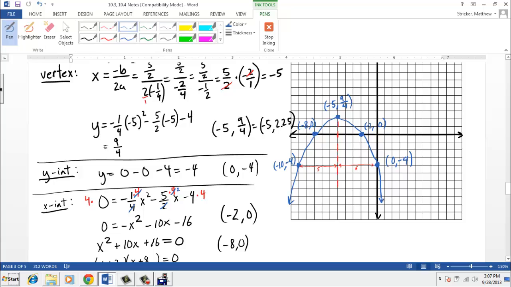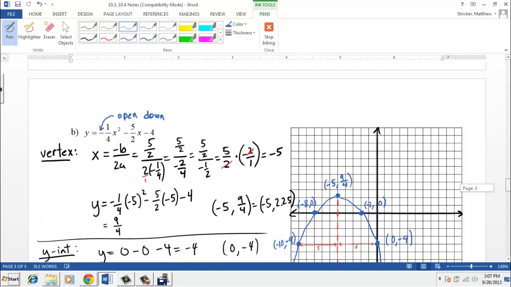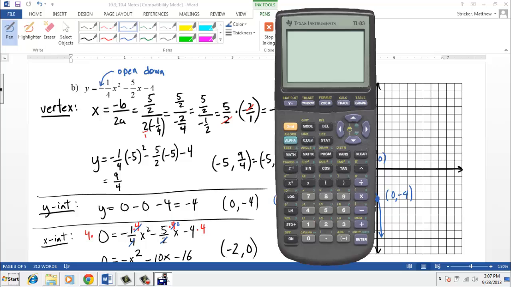So now we've got an example of one that opens up, one that opens down. We could also graph this using our graphing calculator. Let's go ahead and see how that works. We've done this before. Recall that you want to go to the Y equals button. If there's anything in there, just hit the clear button to get rid of it. And just type in the equation. Negative, remember you want to use the negative button below the 3, so -1 divided by 4 x squared minus 5 divided by 2 x minus 4.